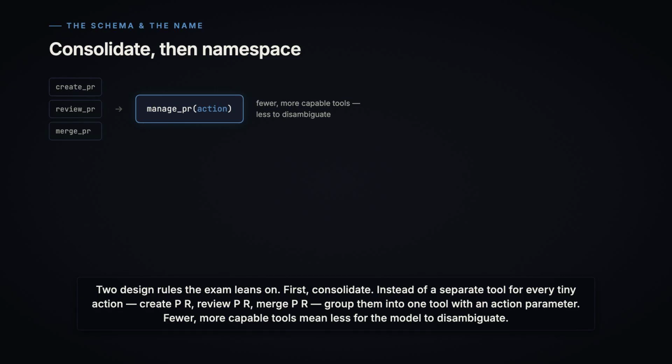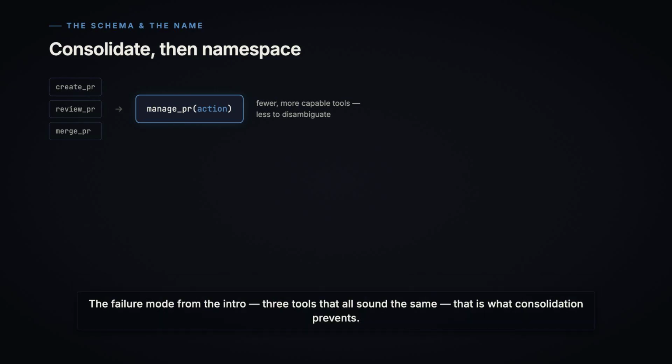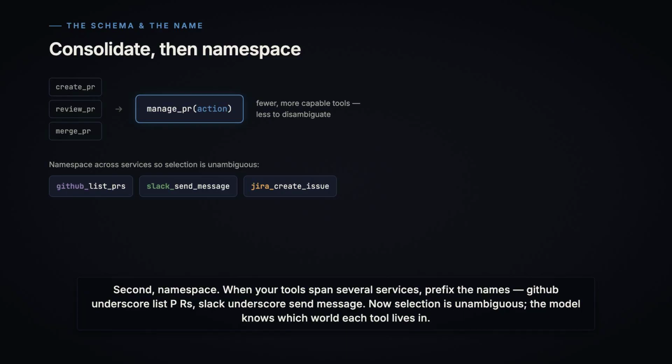Two design rules the exam leans on. First, consolidate. Instead of a separate tool for every tiny action, like create PR, review PR, merge PR, group them into one tool with an action parameter. Fewer, more capable tools mean less for the model to disambiguate. The failure mode from the intro, 3 tools that all sound the same. That is what consolidation prevents. Second, namespace. When your tools span several services, prefix the names: GitHub_list_PRs, Slack_send_message. Now selection is unambiguous. The model knows which world each tool lives in.